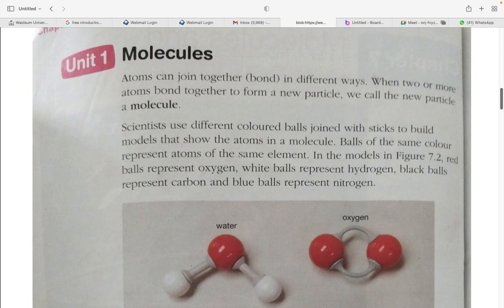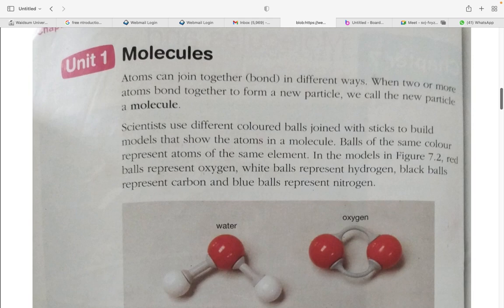When two or more atoms chemically combine together, that's what we mean by bonding. They do this in different ways. They can do it by transfer of electrons, like the one we call ionic, between metals and non-metals. The metals transfer their outermost electrons to the non-metals, and that becomes an ionic bond.